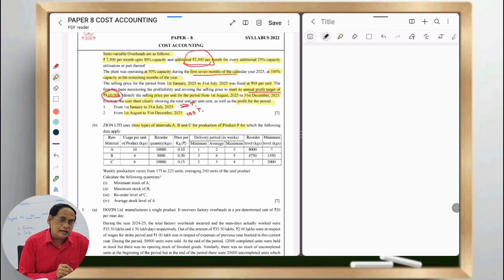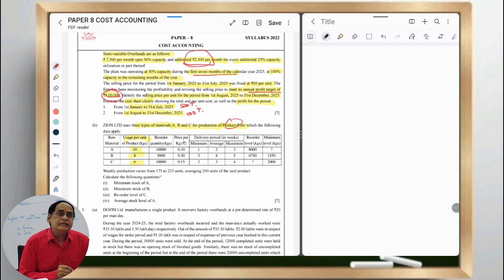Data is given for A, B, C: the reorder level, price per unit, and usage per unit. So all the things are given. Please listen. Raw material A usage per unit means, for example, 10 kg of raw material A is required for manufacturing the product P. For B, 4 kg is required, and for C, 6 kg is required to manufacture the product P.